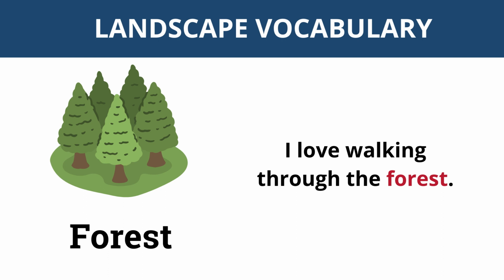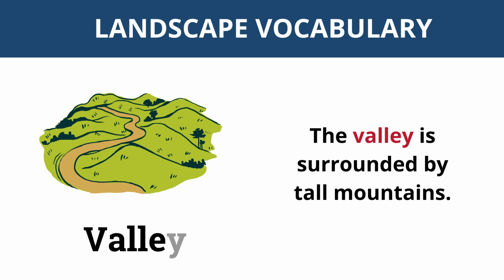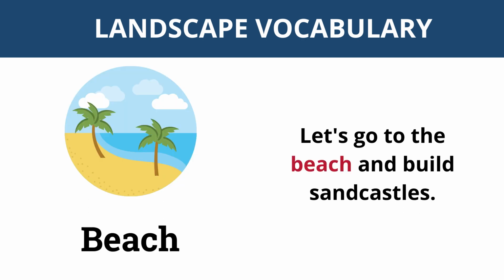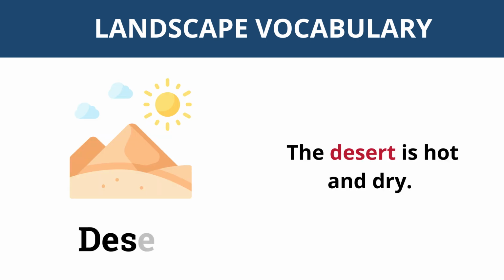Forest. I love walking through the forest. Valley. The valley is surrounded by tall mountains. Beach. Let's go to the beach and build sandcastles. Desert. The desert is hot and dry.